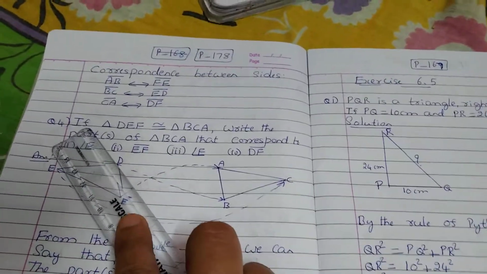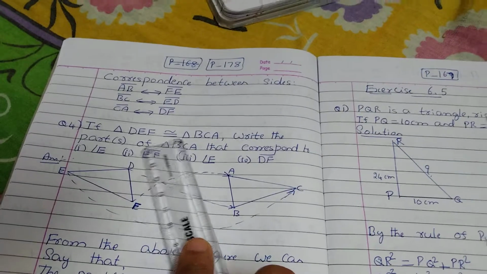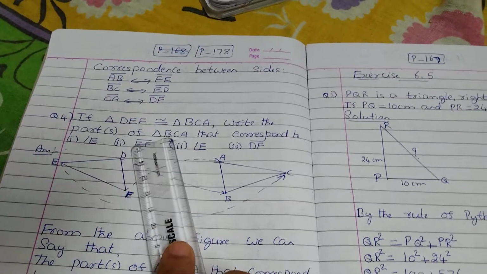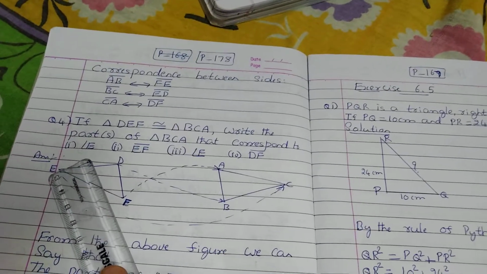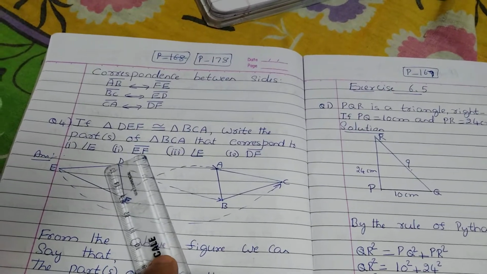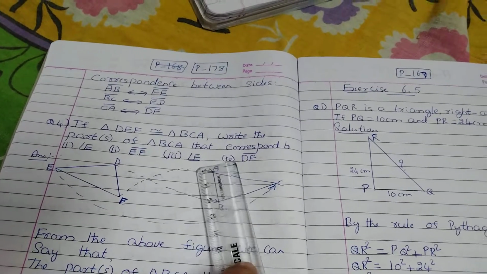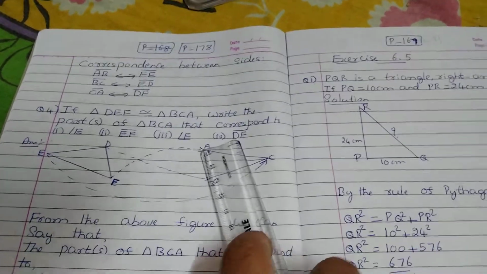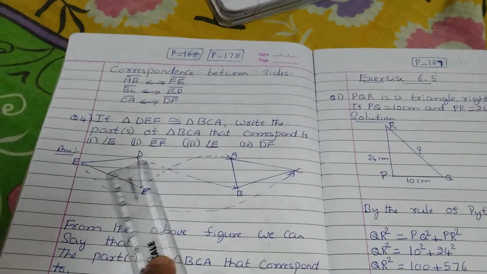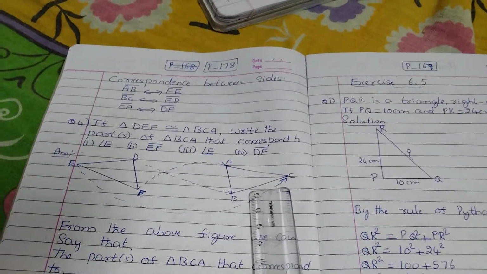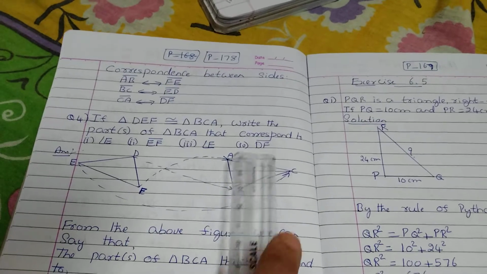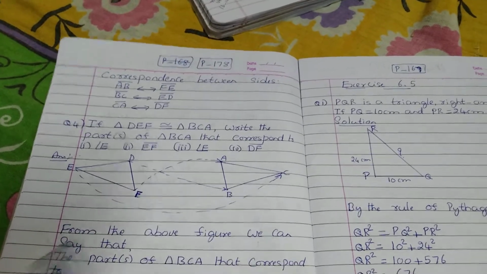Question number 4. If triangle DEF is congruent to triangle BCA, write the parts of triangle BCA that correspond to: 1, angle E; 2, EF; 3, angle F; and 4, DF. So these are the two triangles DEF and ABC. Both are congruent to each other. If we place one over the other, they have the same measurement.